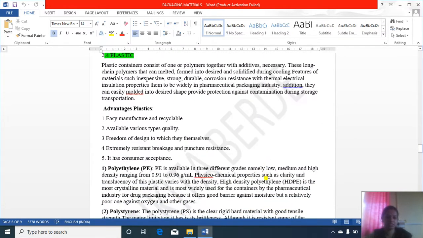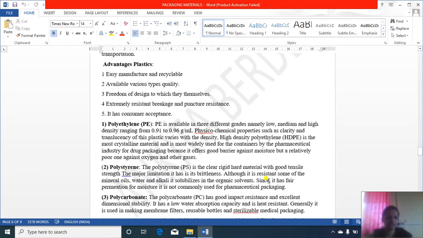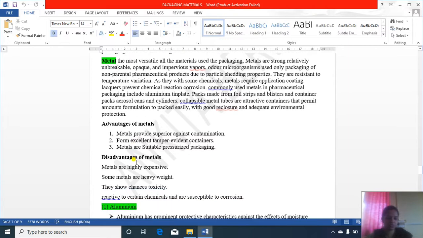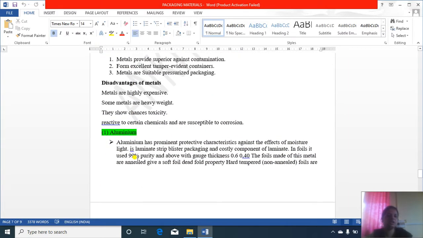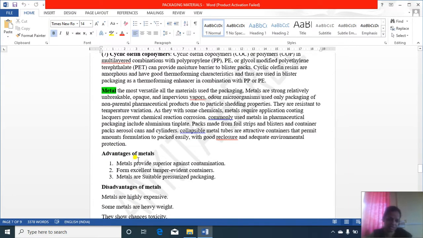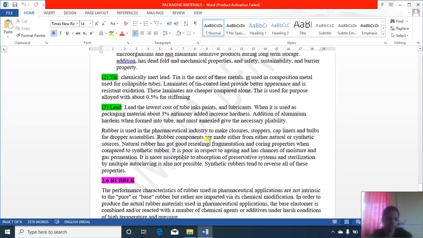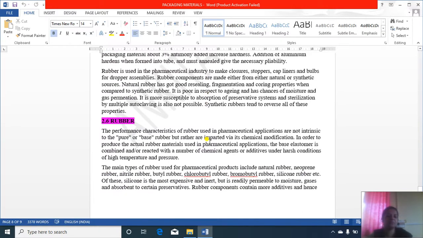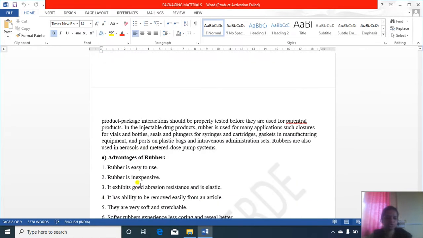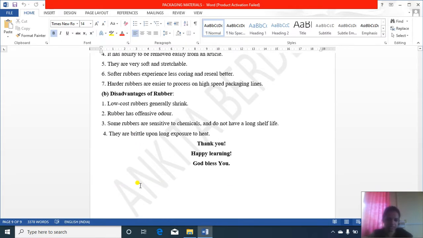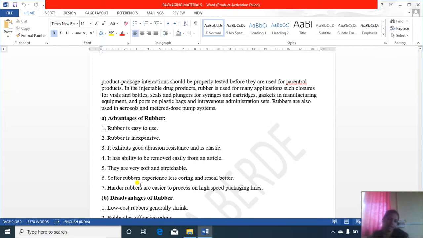Plastic is also there. Plastic containers are there, and advantages of plastics are also there. Metal is there. Advantages of metal, and we are seeing disadvantages. Metal is typically divided into three classes: aluminium, tin and lead. Then in case of rubber, there are different types, natural rubber and neoprene rubbers. Advantages of rubbers and disadvantages of rubber, we have seen. Okay, so that is the packaging material.